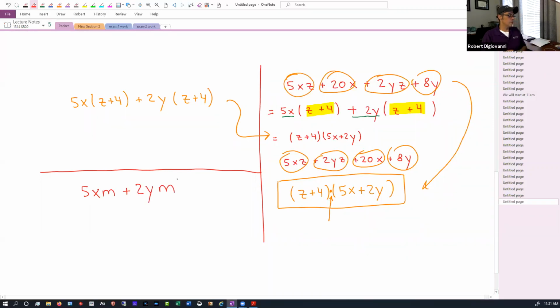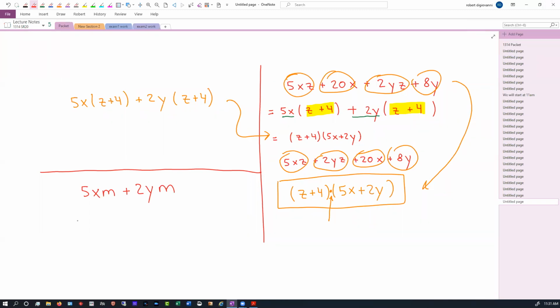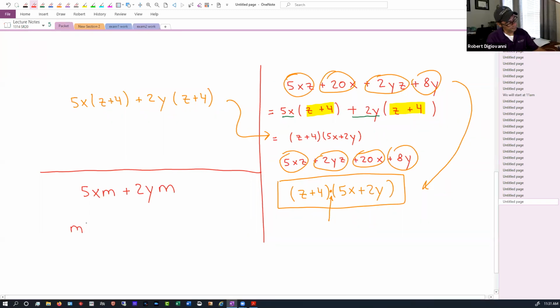If I asked you to look at 2xm plus 2ym, and I asked you to factor it with the GCF, what do they both have in common? M. So you would pull an M out, wouldn't you? And then what would go inside the parentheses? 2x plus 2y, right? Is everyone clear on that?